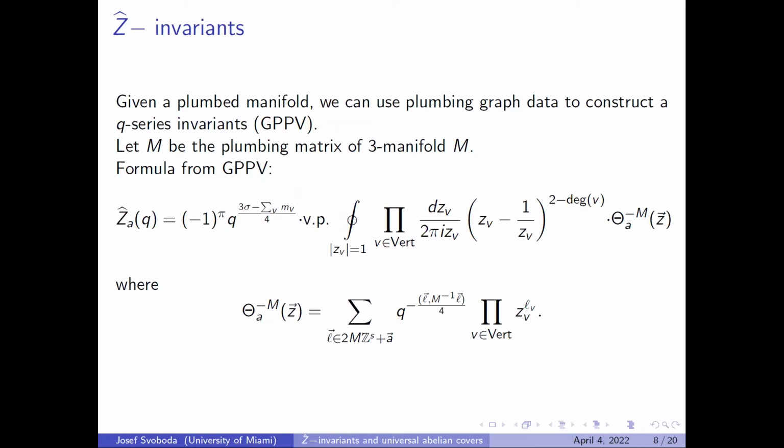I will not explain what is here, but there are 2 parts in this. There is this prefactor, and then there is this theta series part. I will mostly talk about this part. For some easy manifolds like lens spaces, you actually don't get any theta functions here. You only get a prefactor. But most of the time, you will see some theta functions or something more complicated.